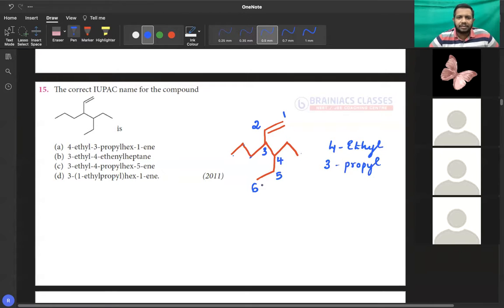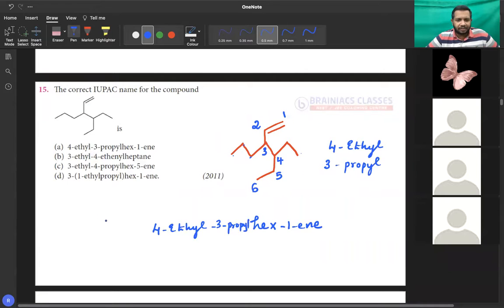Now the parent chain has 6 carbon atoms, so my word root is hex. At the first position, you have a double bond, so hex-1-ene. There is no functional group, so I can write hex-1-ene. Then I can write 4-ethyl and 3-propyl. Alphabetically, ethyl will come first, so I write 4-ethyl, 3-propyl, hex-1-ene or hexene.